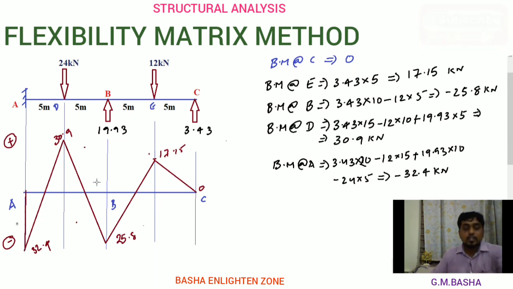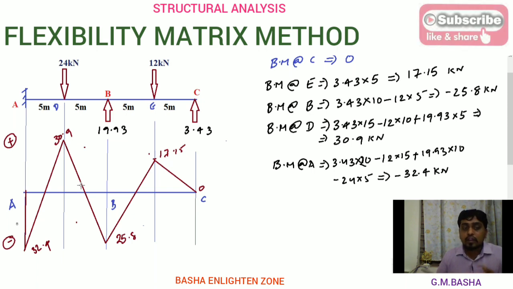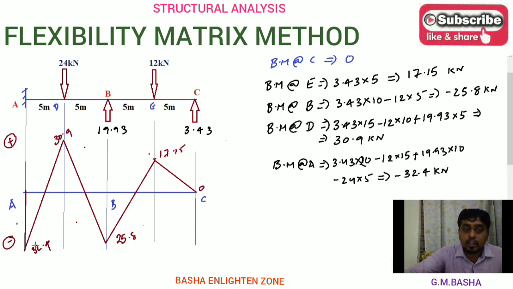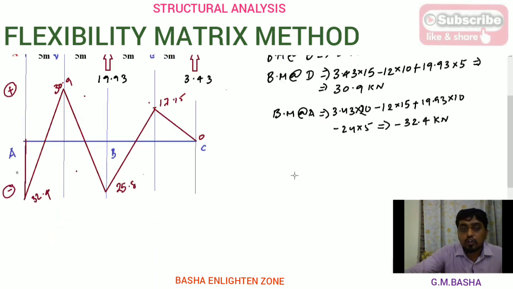Okay, so these are the bending moment values and diagram for the particular obtained forces based on the flexibility matrix method. So after obtaining all these things, please go for the check whether your bending moment at A will be 32.4 or not. For that one, I will show you one checkpoint and a simple procedure.